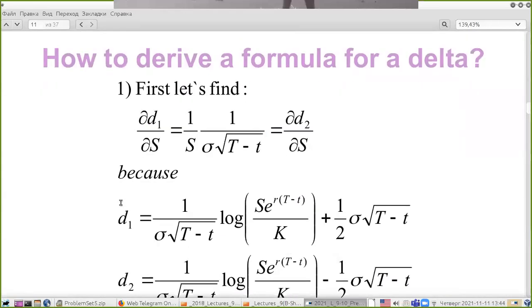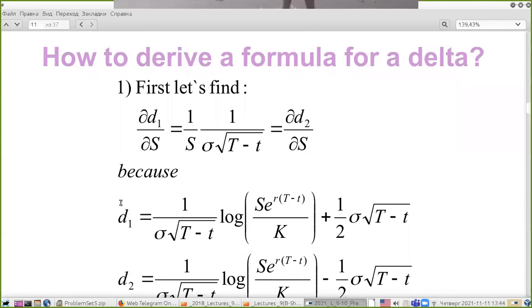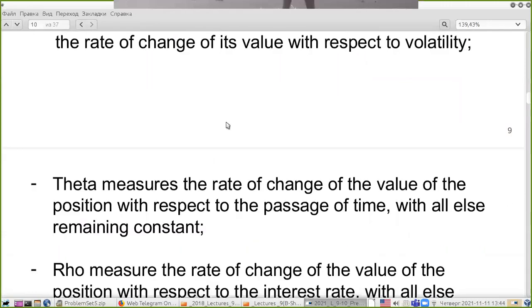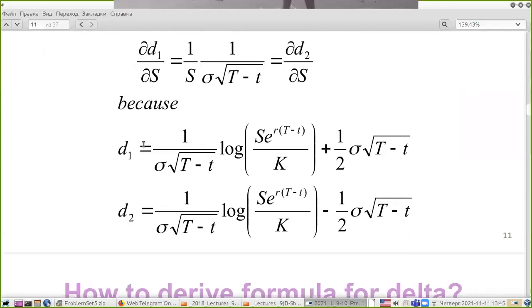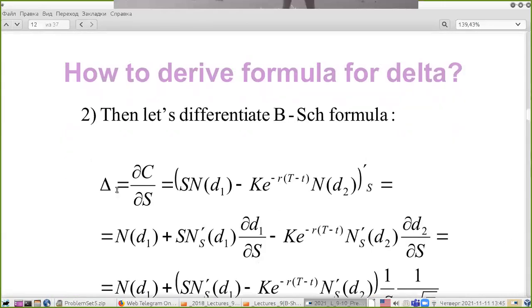And now we as mathematicians need to find out how to derive a formula for delta. What we would like is delta, the derivative of C with respect to S.